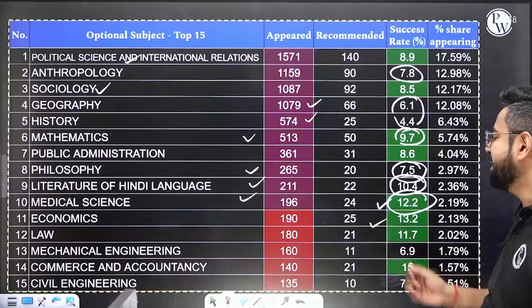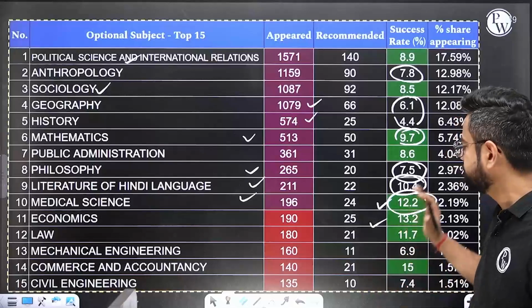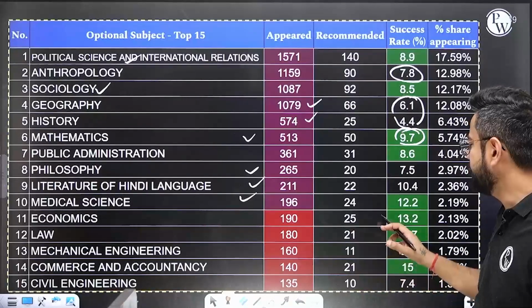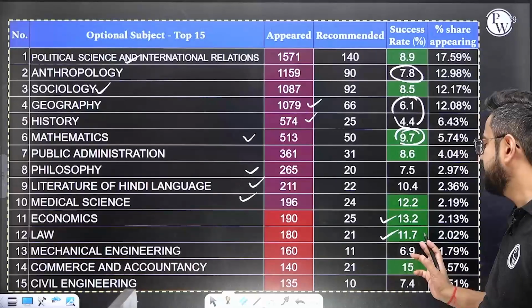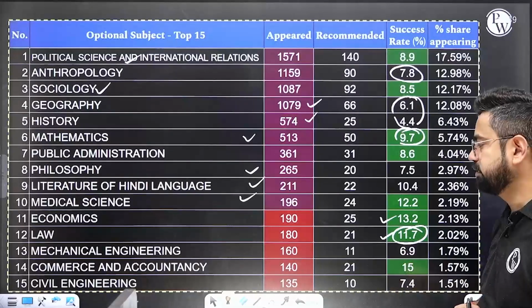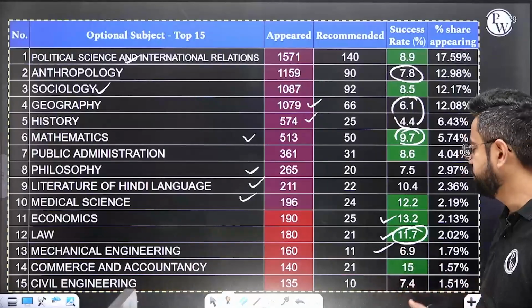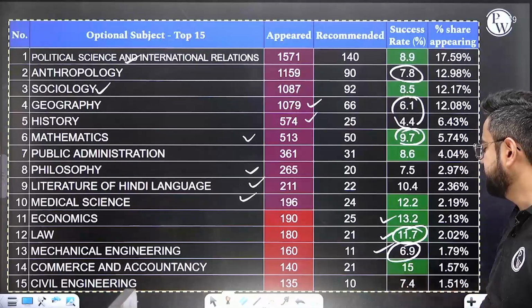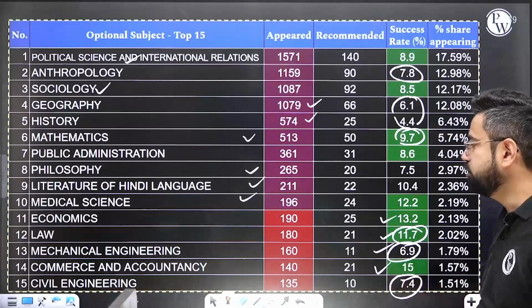Similarly, economics, 13%, and this is also for somebody who has a background in economics. Though anybody can study economics, if you have a background, amazing. Similarly, law, if you have a law background, 11.7% success rate, very high. Mechanical engineering, though it's a top optional because there are a lot of engineers, the percentage is low. Similarly, civil engineering, the percentage is low.